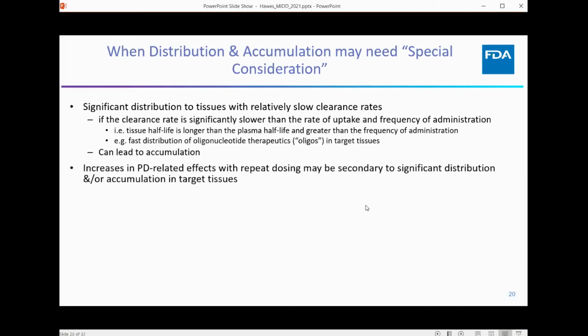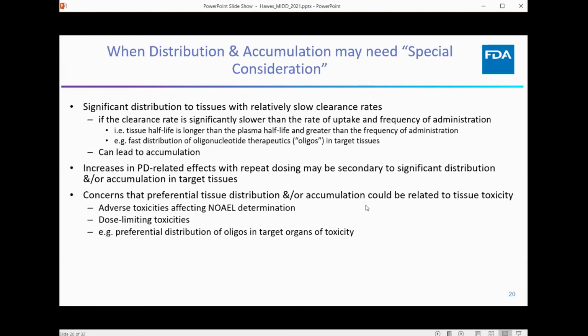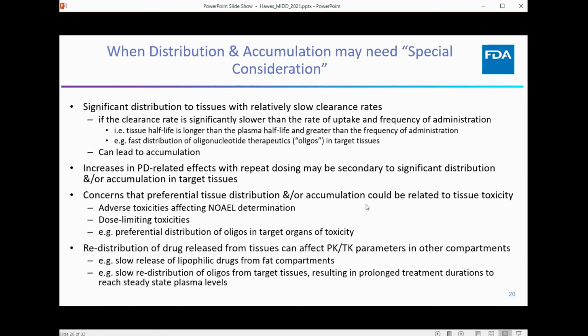When there are increases in pharmacodynamic related effects with repeat dosing that could be secondary to significant distribution and/or accumulation in specific target tissues, and when there are concerns that the preferential tissue distribution or accumulation could be related to tissue toxicity. This becomes particularly important if it's related to adverse toxicities that affect the NOAEL determination and the overall maximum recommended human dose allowed. A good example of this is the distribution of oligos to target organs with toxicity, and I'll talk a little bit more about that example.